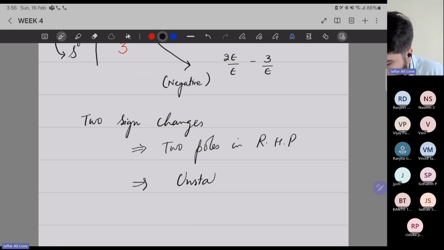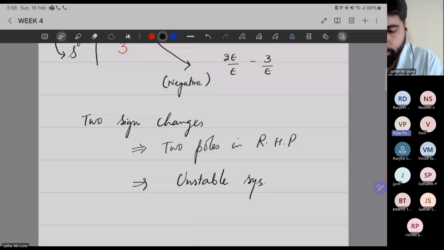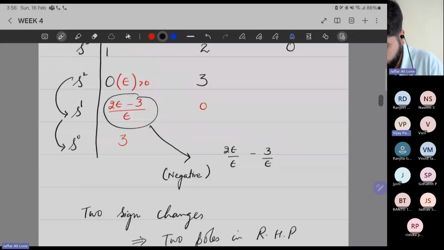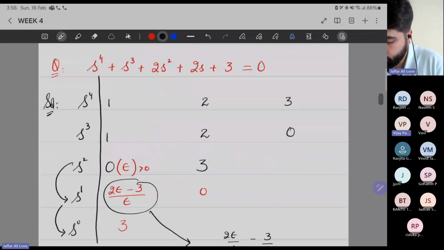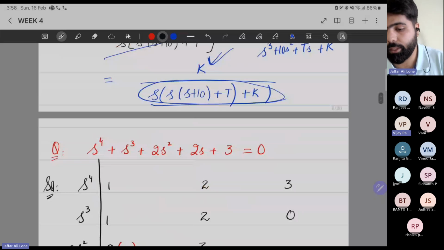It implies an unstable system. Now, if you have understood this, can you solve this question? Can you make this system stable? This is unstable. As of now, we're not bothering about that because there is nothing we can fix to make it stable. There is no K or anything.